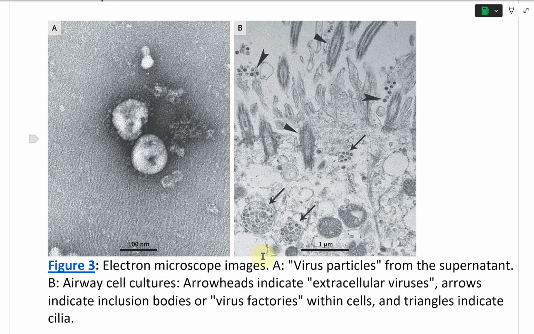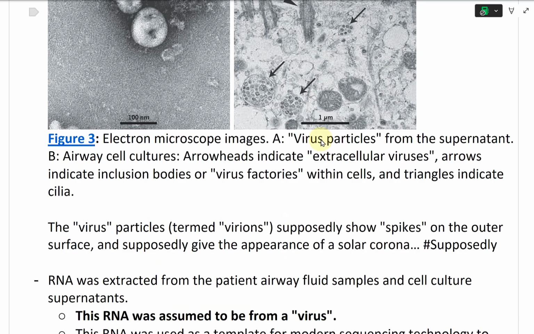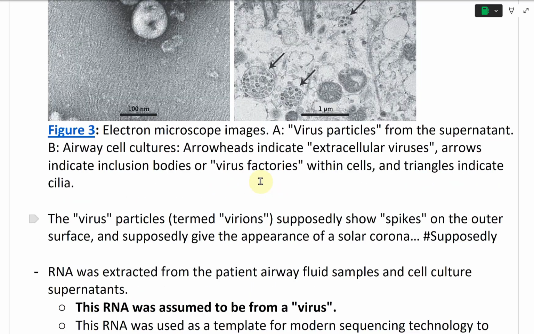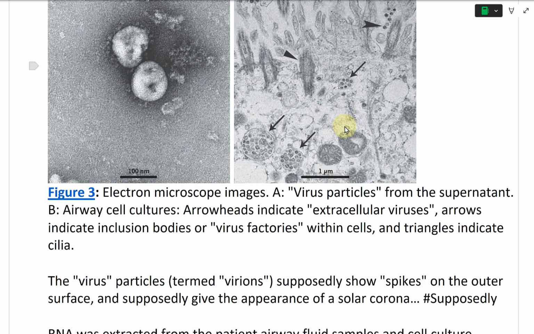So electron microscope images, so A, quote, virus particles from the supernatant. And then B, airway cell cultures, and then you have the arrowheads indicate extracellular viruses. That's this right here, extracellular. Then arrows indicate inclusion bodies or, quote, virus factories within cells. It's right here. Then triangles indicate cilia, that is the hair-like structures on the epithelial cells. And the, quote, virus particles termed virion supposedly showed, quote, spikes on the outer surface and supposedly give the appearance of a solar corona.